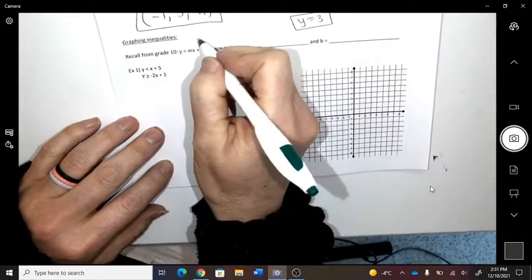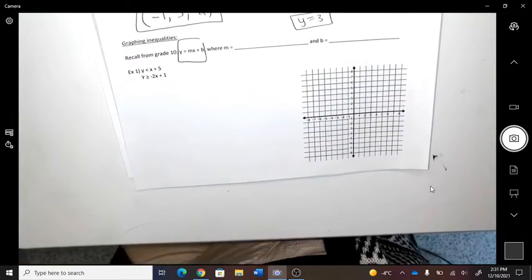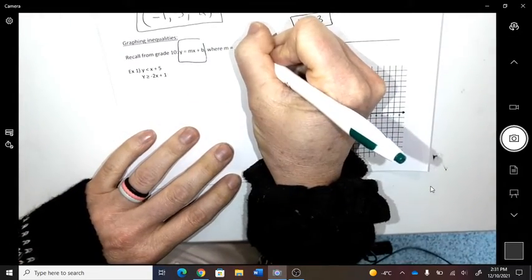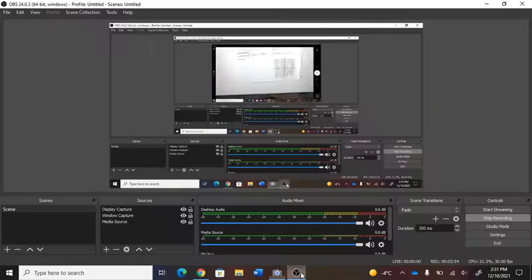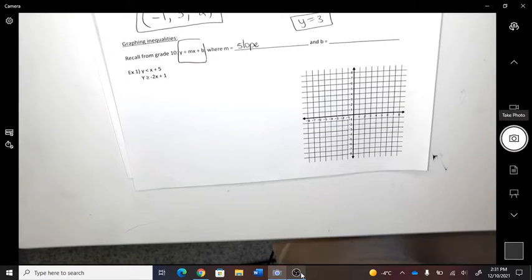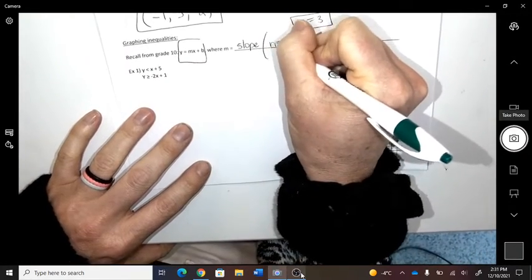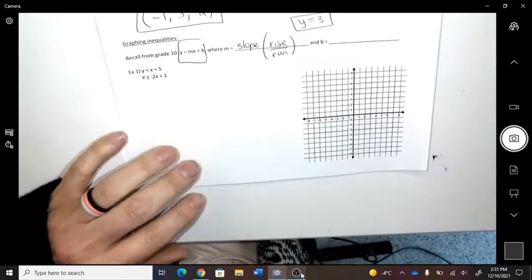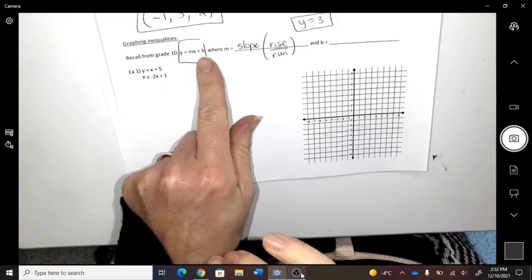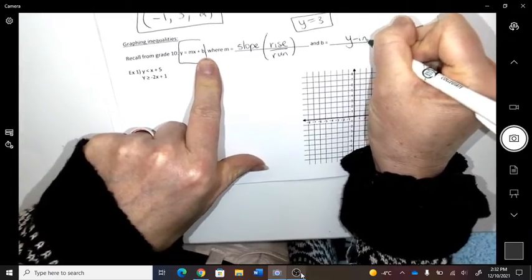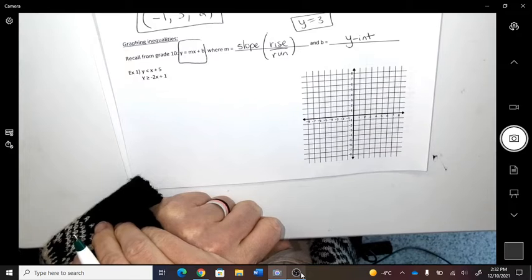So we know this from grade 10, where m is the, we just talked about it, m is the slope. And we talked about slope being rise over run. And we didn't talk about this one yet, but what was the b? Yeah, the y-intercept. Okay, so that's some background stuff you need. Now here's some other background stuff you need.